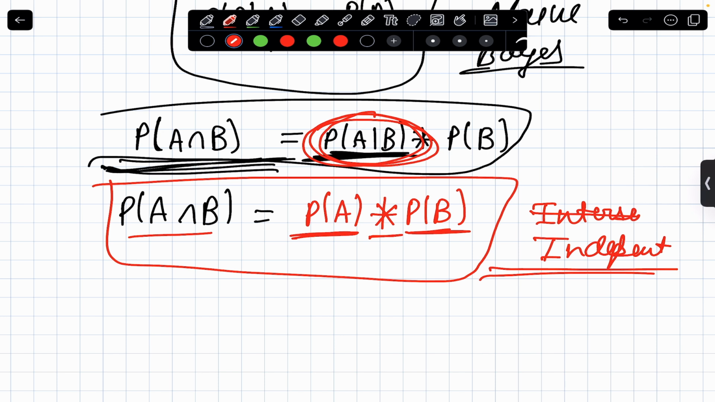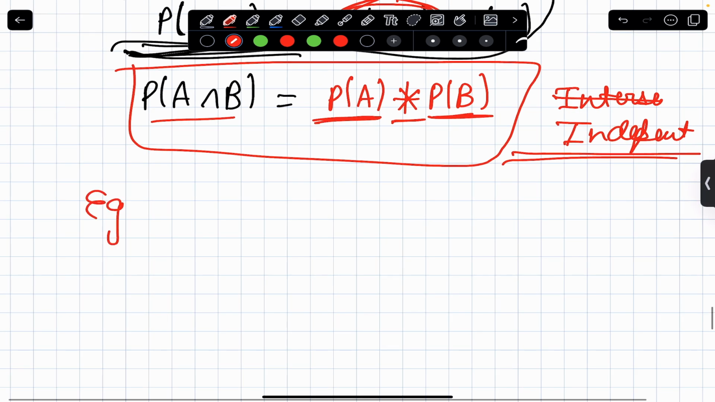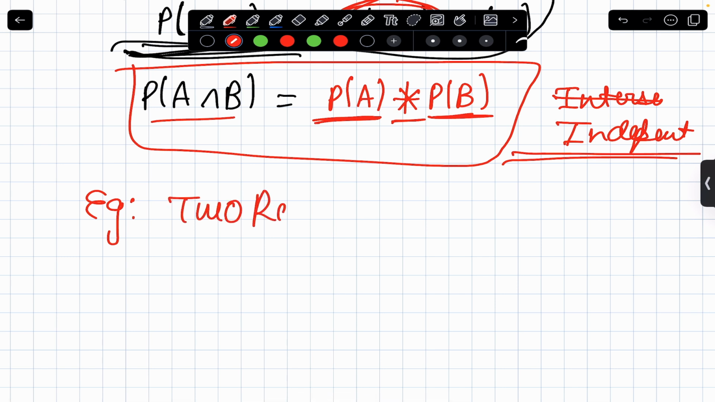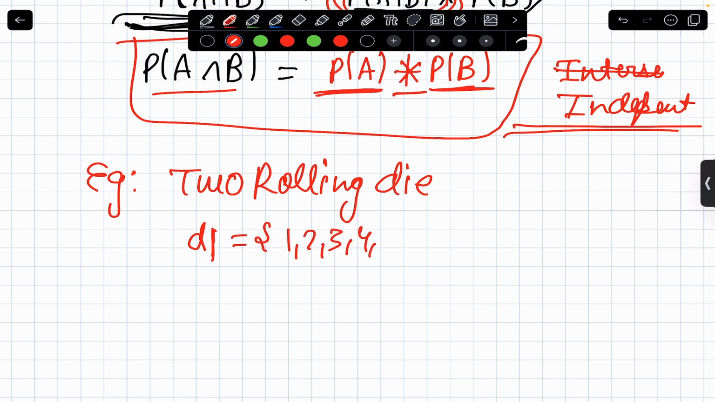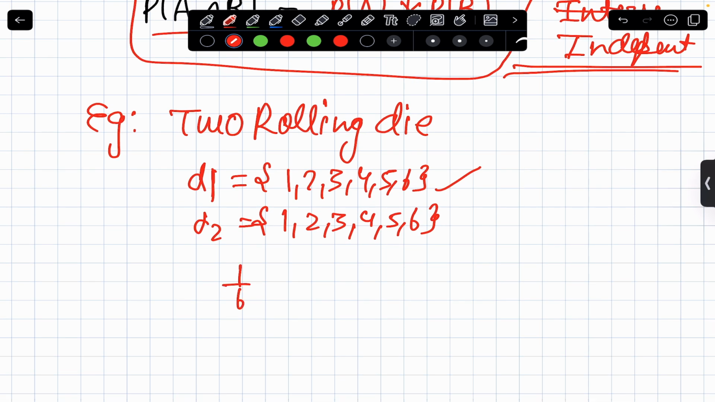Now we are moving on with an example in which we are rolling two dice. Rolling two dice. Okay. And what is the outcome of the first dice? 1, 2, 3, 4, 5, 6. The dice 2: 1, 2, 3, 4, 5, 6. Okay. Now, what is the probability of getting 1 from dice 1? 1 by 6.